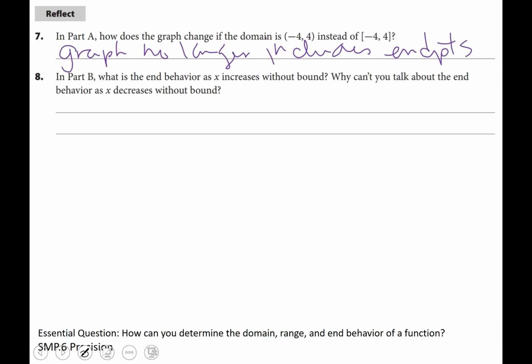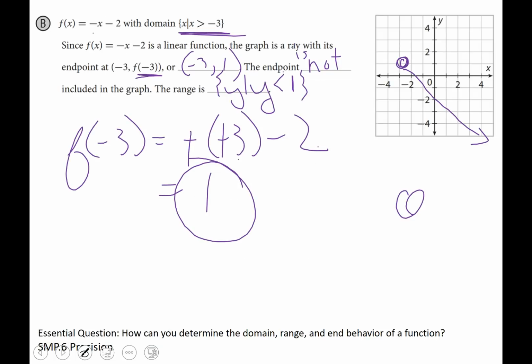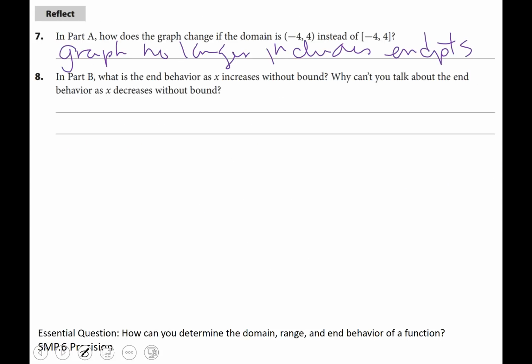In part B, what is the end behavior as x increases without bound? Why can't you talk about the end behavior as x decreases without bound? So what's the end behavior as x increases without bound? As we increase without bound, as my x value goes this way, the y value is going down. So we know that the y value is getting negative. So we could write that as x approaches positive infinity, f of x approaches negative infinity.